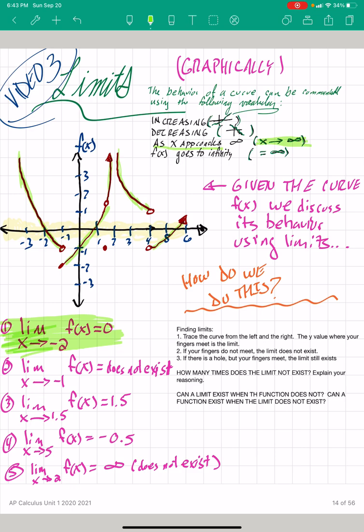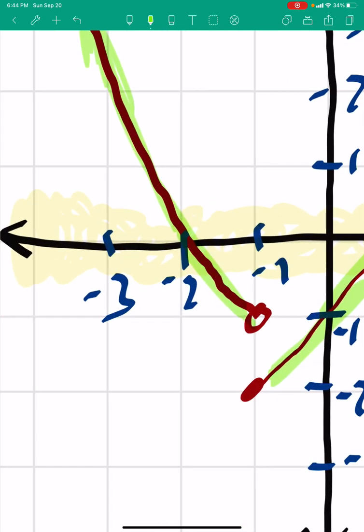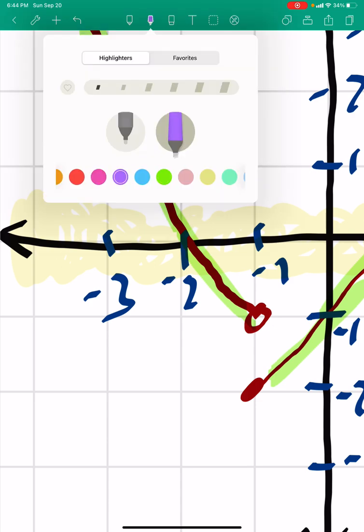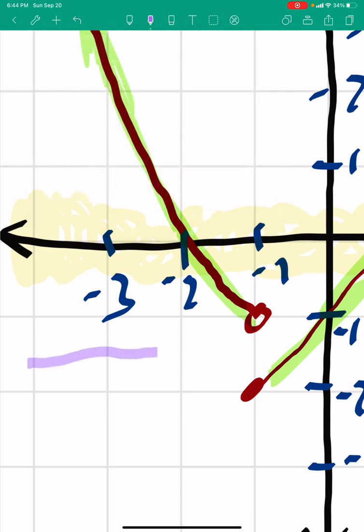So what that means is if I take my finger along the function and I trace the function out, as I get closer and closer to x equals -2, does the height of the function get closer and closer to 0? Well, let's take a look. I'm going to zoom in. So, as I get closer to the x value of -2 from the left side, my function gets closer and closer to 0. As I approach it from the right side, the function still gets closer and closer to 0.